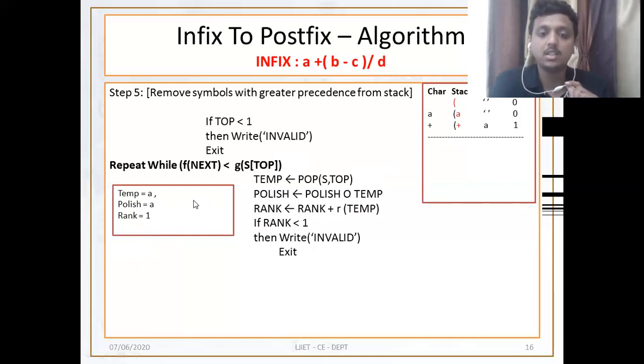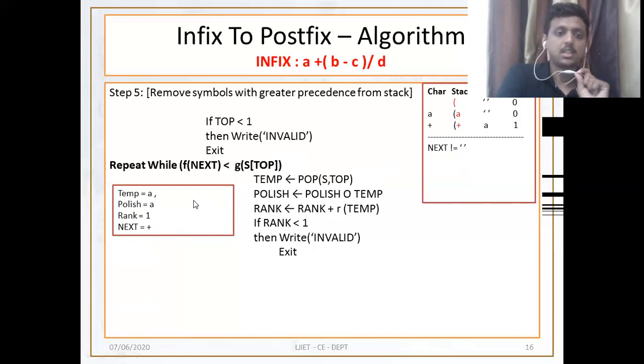Is rank less than 1? No, rank is not less than 1. So don't write invalid. Moving forward to the next. Now the next character is plus, and again go to step number 4. Check step number 4. What is the condition? Do this repeating step until you get next is equal to null.